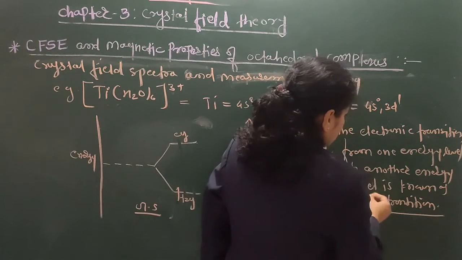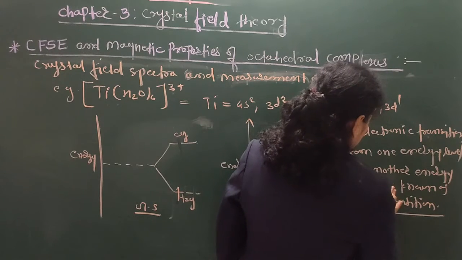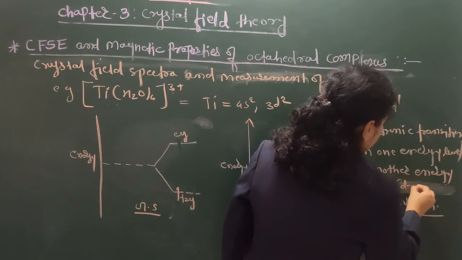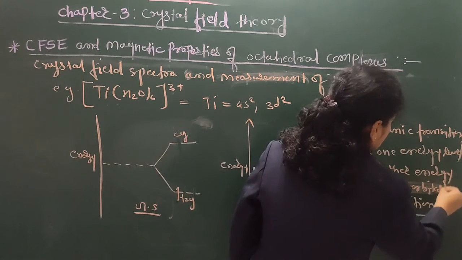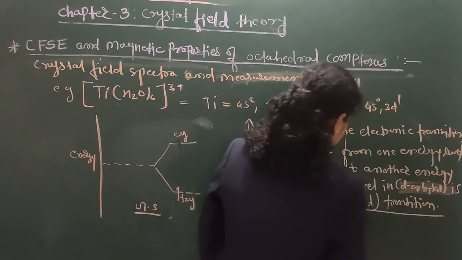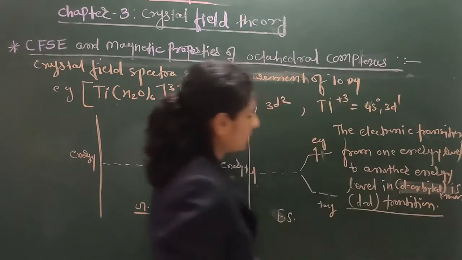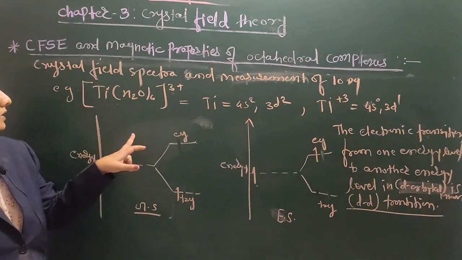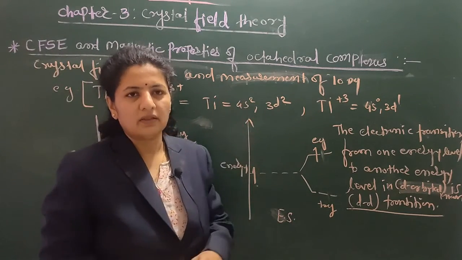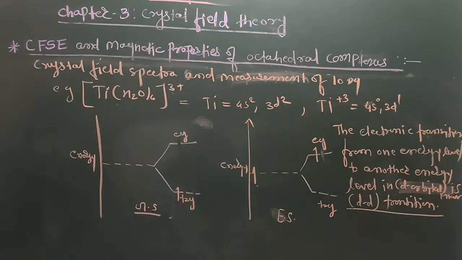Actually, the transition in the d orbital is known as d-d transition. So here that is the crystal field spectra and measurement of 10 Dq. Now how can we measure this 10 Dq value from this spectrum? Let's discuss.